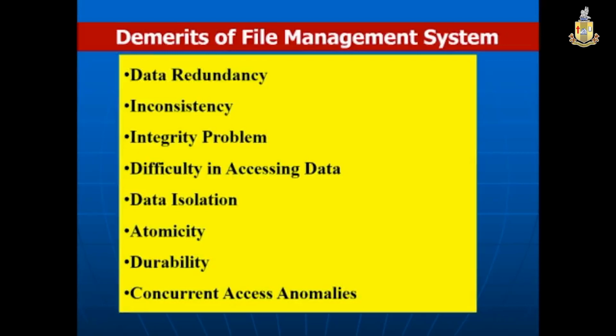Durability. Every time, it is not at all required to start from the beginning, from scratch. Concurrent access anomalies. At a time we can do a number of transactions without getting any problem. So these are the limitations of file system. They can be overcome using database system.